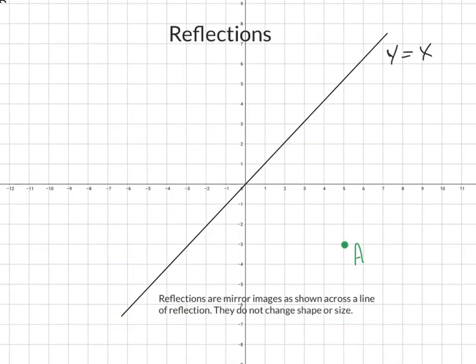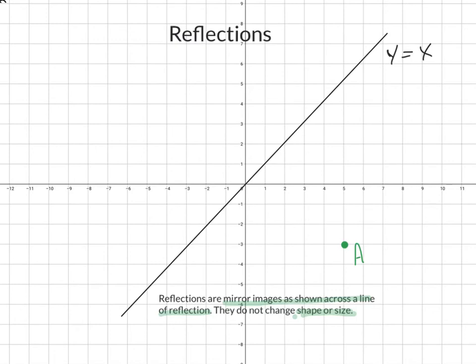Let's take a look here at a review for reflections. You see I have line XY, which can be viewed here, and I have point A, which can be found at 5, negative 3. And let's talk about reflections. A reflection is a mirror image shown across a line of reflection, right? But they do not change shape or size. So that's an important one for us. They do not change shape or size.